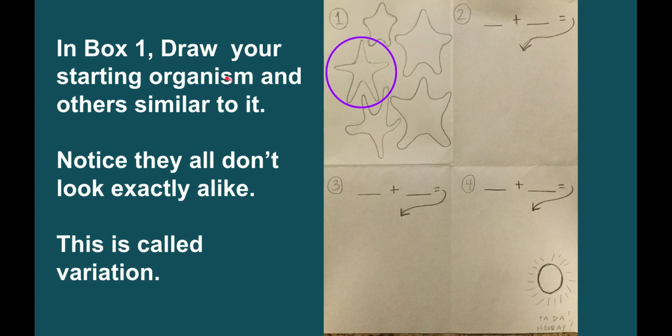So what she did in box 1 is she drew the starting organisms and a set of other organisms that were similar to it. Notice they all don't look exactly alike. We're assuming they're the same species, and this is variation within that species. So these are all the same kind of starfish, but they're not exactly alike. We're calling that variation.